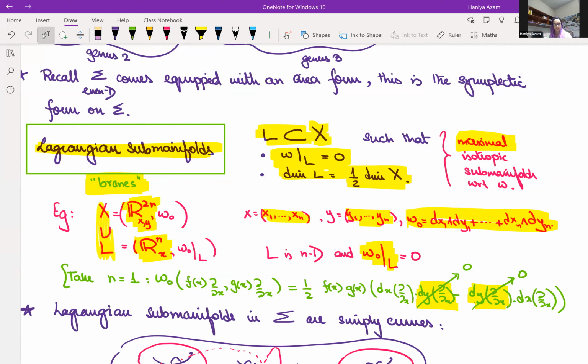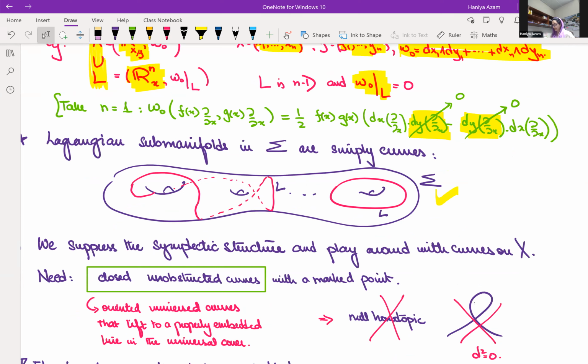All right, so as I said earlier, for our purposes we're going to suppress the symplectic structure, and we're going to play around with curves on X, just to know the Fukaya category, which is quite a complicated beast, better and make friends with it. But what we need in this is Floer theory to exist, and for that, we need unobstructed curves. This obstruction is basically an obstruction to Floer theory. If you only consider unobstructed curves, then Floer theory works, you can use it, and go to the Fukaya category and so on.